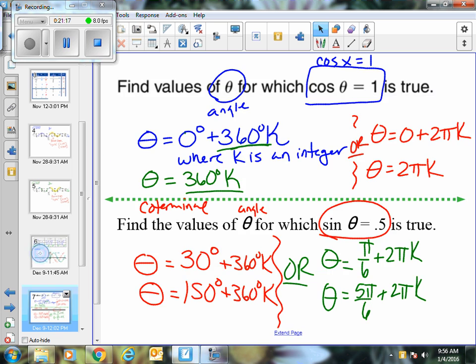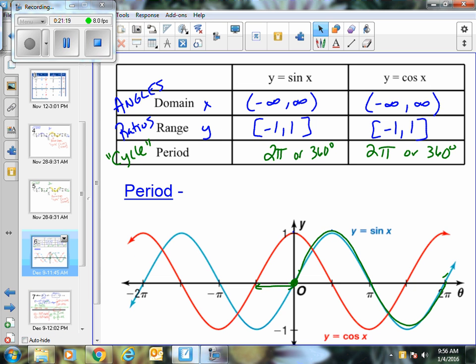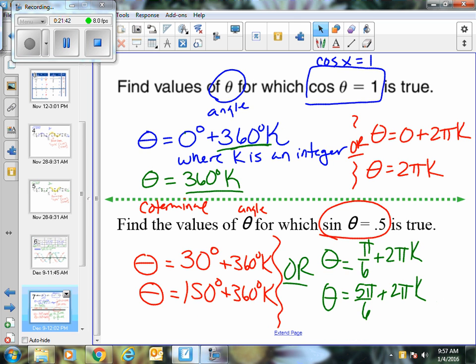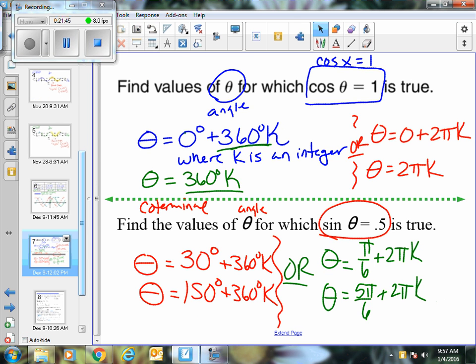So our big ideas for today: know what these two parent graphs look like. Thinking about what that value is, I should write this in, I guess. The period is the length of one complete cycle or picture. All right, so know what those basic two graphs look like, and then be able to figure out what those values are, and we're really going to focus on the values today, the graphs tomorrow.